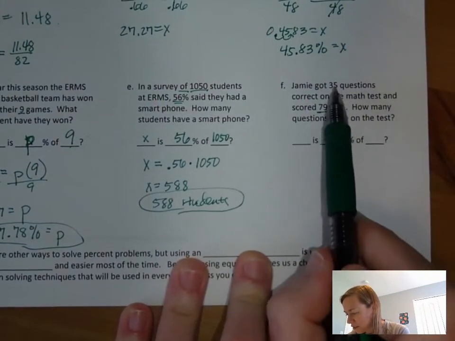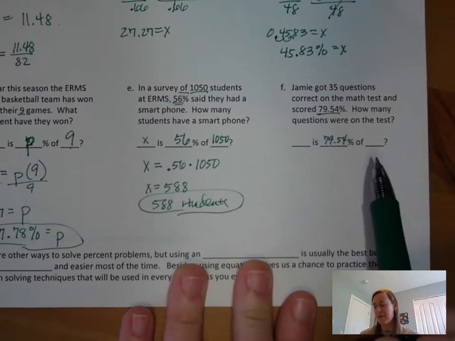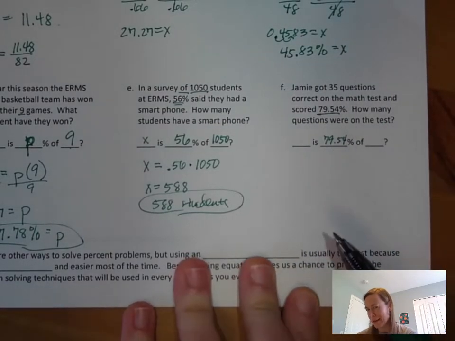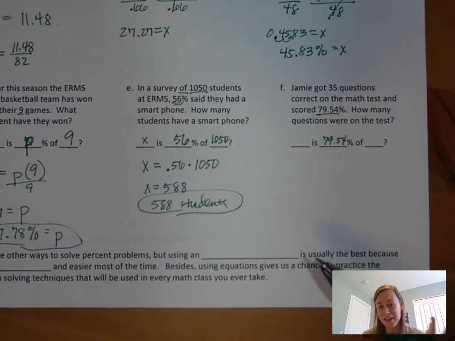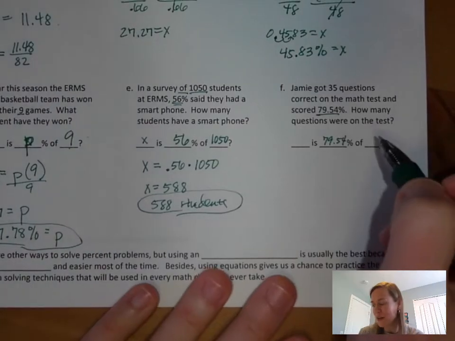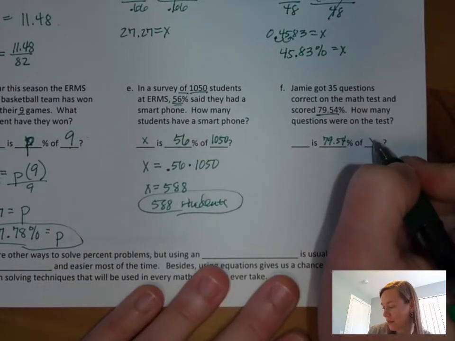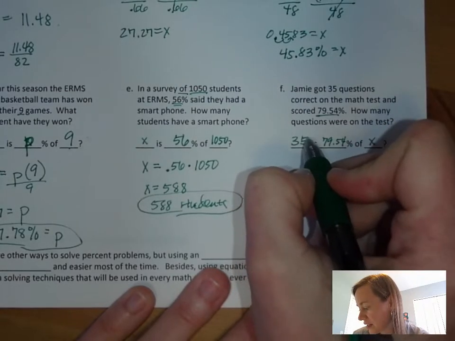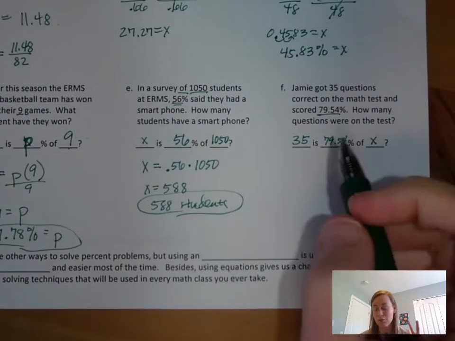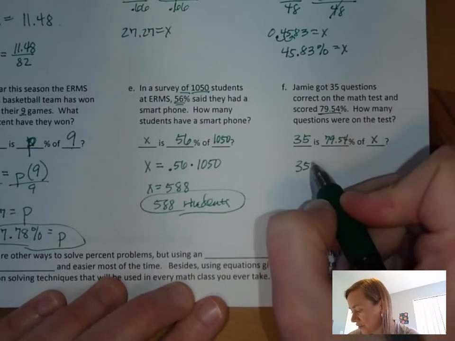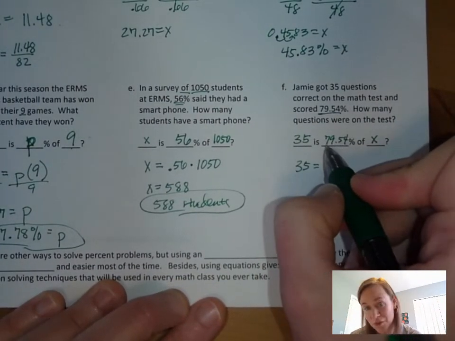Okay, he got 35 questions correct on the math test. 35 out of how many? 35 of 50 or 35 of 60 or 35 of 40? I don't know. We don't know how many out of, and so the of is going to be the blank. 35 is kind of like the answer to how many he got right. So we're going to put it right there.